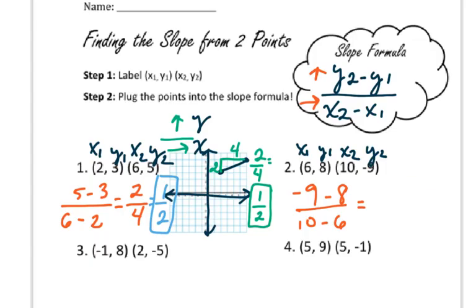If we have -9 and another 8 negatives, -9 and -8 is the number -17. 10 minus 6 is the number 4. 17 over 4 does not reduce. So my answer is that my y values would drop down 17 boxes, and then it would run 4 boxes. So it's -17 over 4. Try the same thing with number 3.